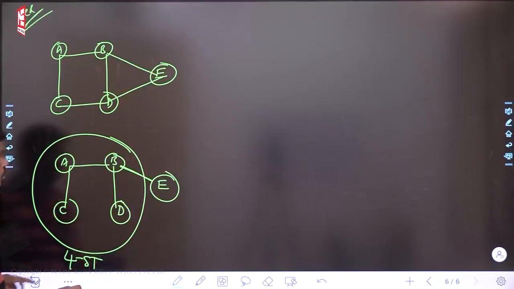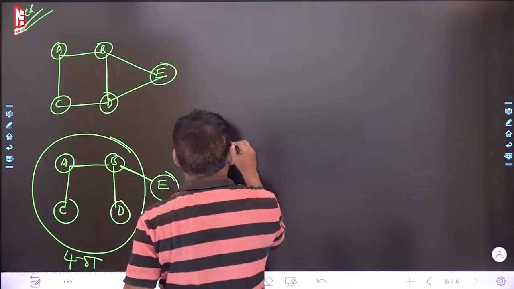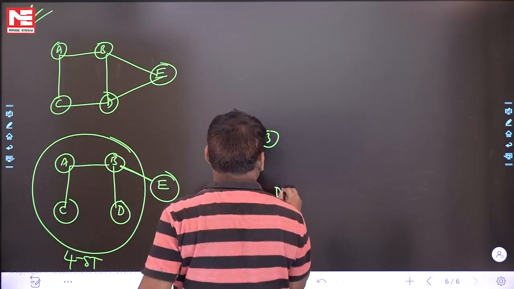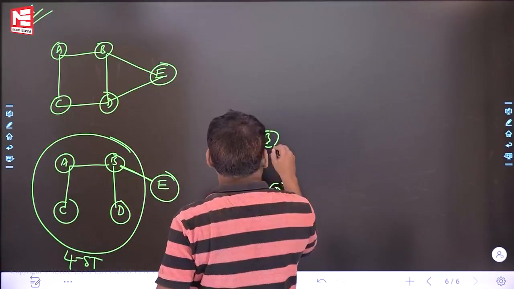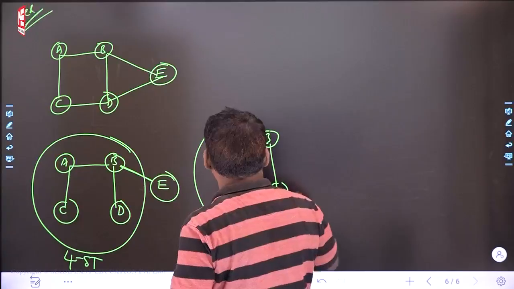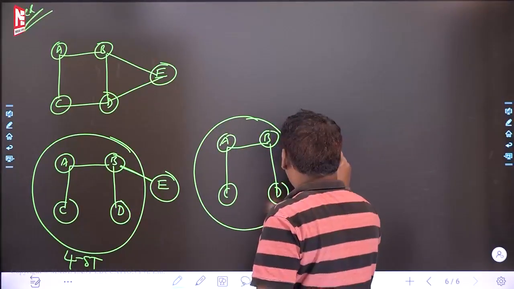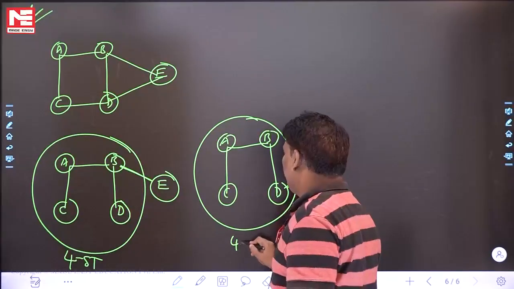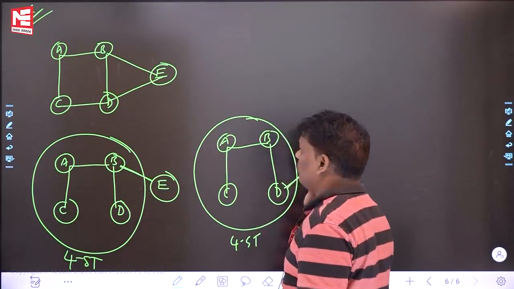And one more 4 came. What is that one? You got to know. A, B, C, D. By rotating this one by 90 degrees, I will get 4 spanning trees. Now E, like this. One more 4 will come. See, do you believe or not? At a time 8 came.